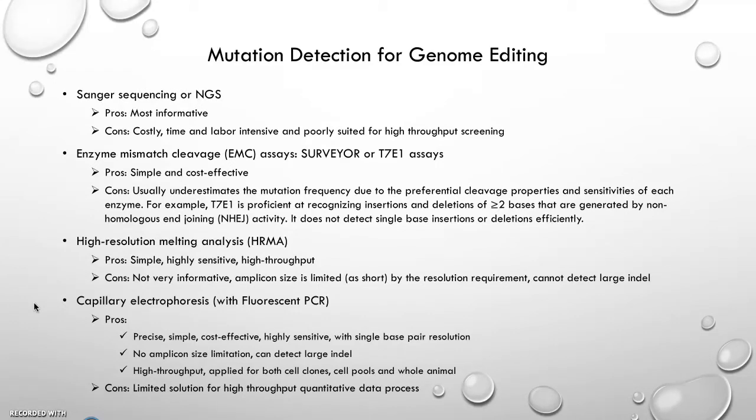Capillary electrophoresis-based strategies can provide precise, simple, cost-effective, highly sensitive solutions with single base pair resolution. There are no limitations on amplicon size, which can reach thousands of base pairs. They are high-throughput approaches which can be applied for cell clones, cell pools and whole animals. However, the limitation is the automatic quantitative secondary data process specifically required by the genome editing study.